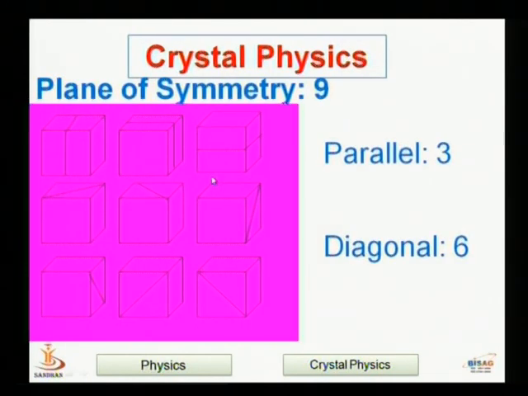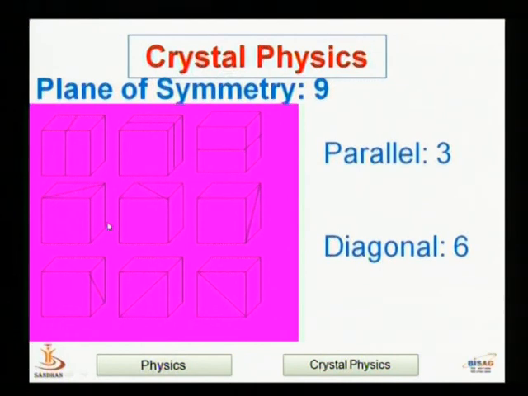Second one, if we place a mirror plane perpendicular to the x, y and z directions at the half axis, then the image of the first part can be seen in the mirror. So these are the three parallel planes.